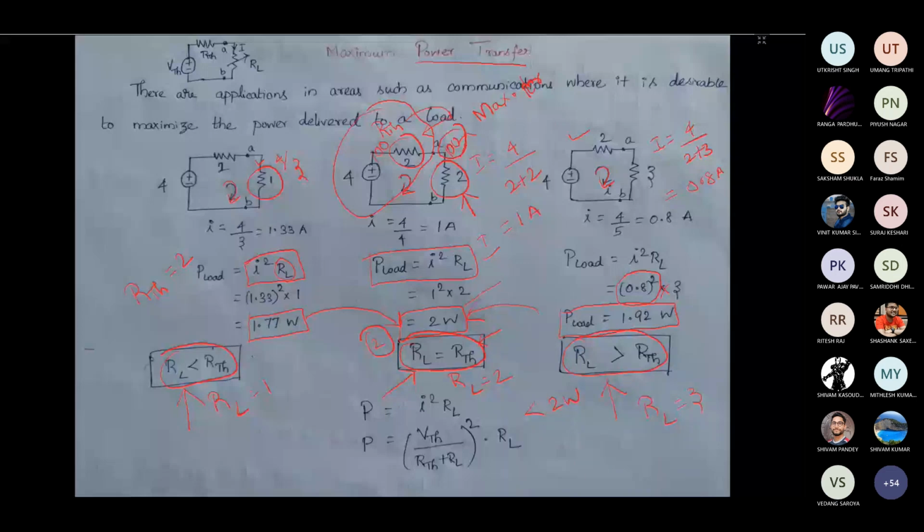So the point to be noted here is, when you want to transfer the maximum power from source to load, you have to match the load resistance to the Thevenin equivalent resistance value. This RTH is fixed, so you can vary only the RL. So in order to transfer the maximum power available, you have to make this RL value equal to RTH.